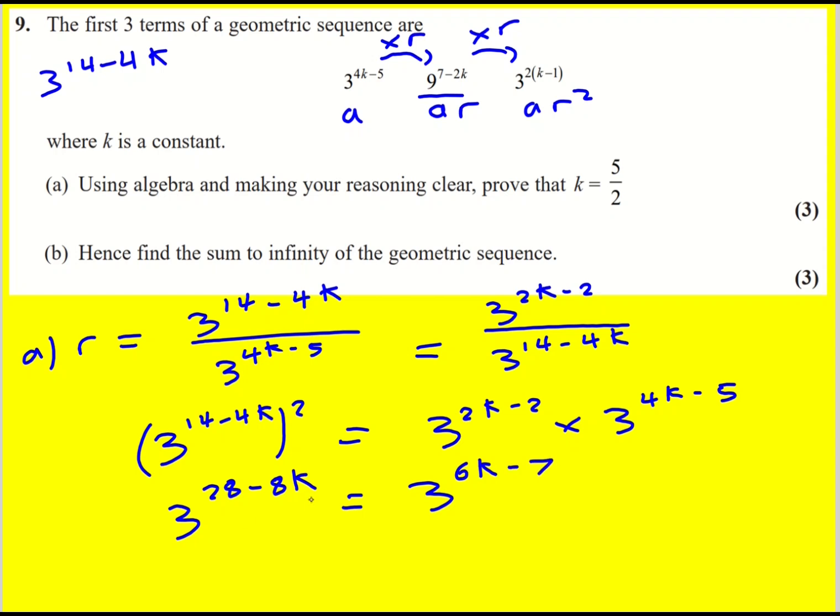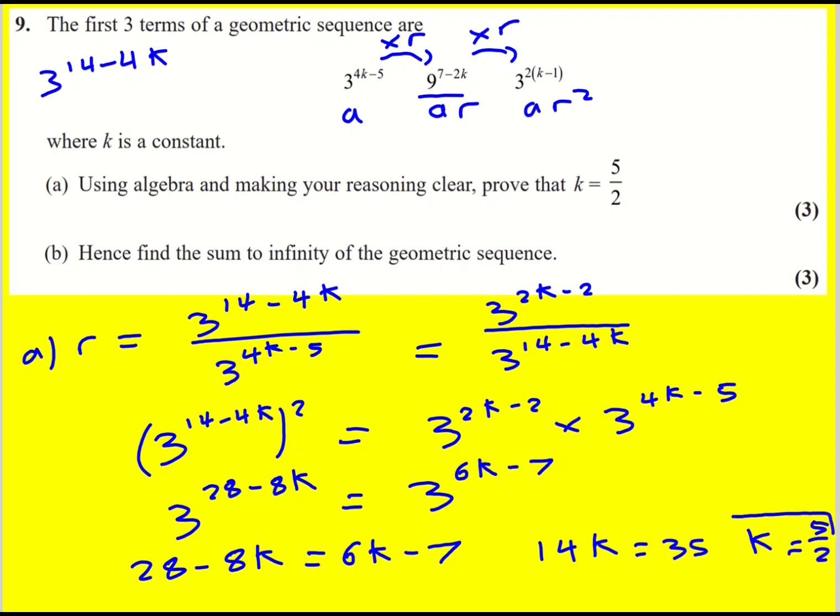And because the base is the same, I can now equate the powers. For this to be equal, it must be that the powers are equal. So 28 minus 8k equals 6k minus 7. That means 14k equals 35. And if we divide through, we'll get k equals 5 over 2. Divide and then simplify. So that bit's sorted.